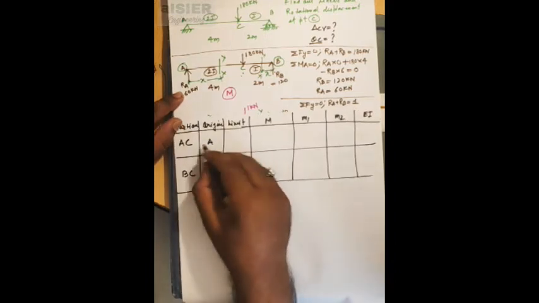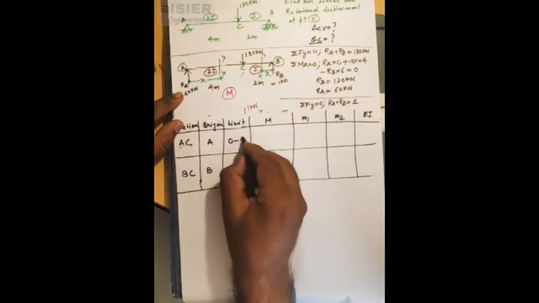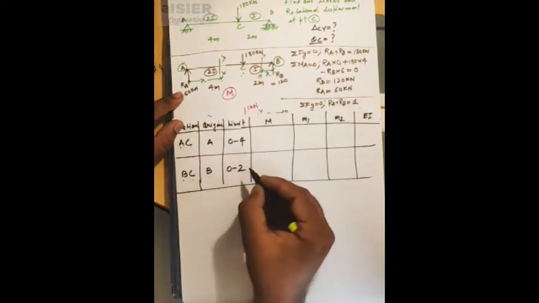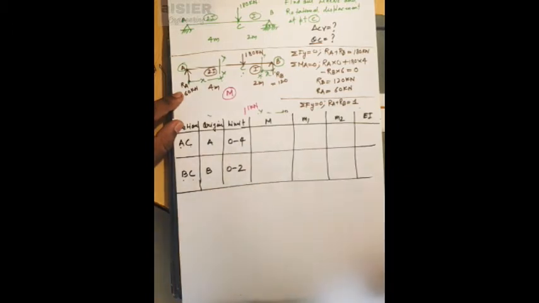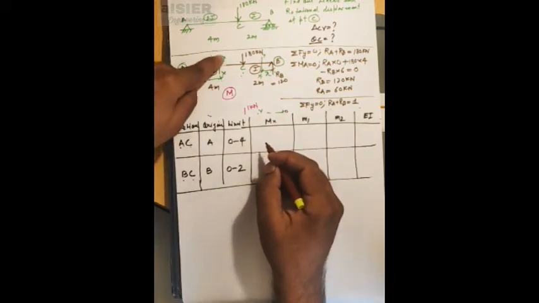So the limit at A, x is equal to 0, at C, x is equal to 4. So 0 to 4. At B, x is equal to 0, at C, x is equal to 2. Now we will calculate the value of M. So Mx. So we will take this section.